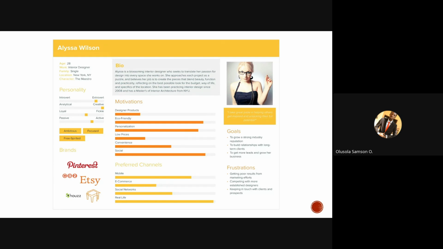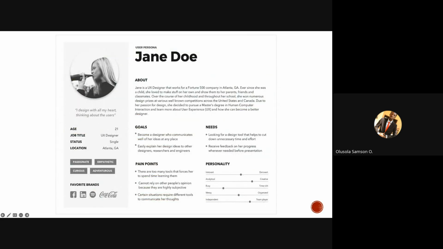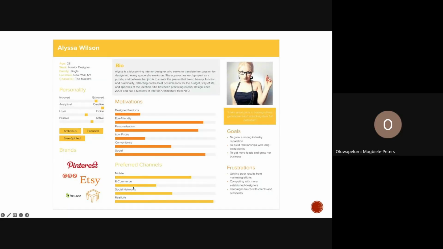All right. Like this persona that was created. This is a 28 years old single person. As the name suggests, this is Alisa. I think she's female by the name, and she's an interior designer, single, not yet married, and 28 years old. She's mostly mobile, as in mobile friendly, like she works most of the time on her phone. Brands she uses are Pinterest, Etsy, Houzz, and the rest. I think that's all I can say for now.